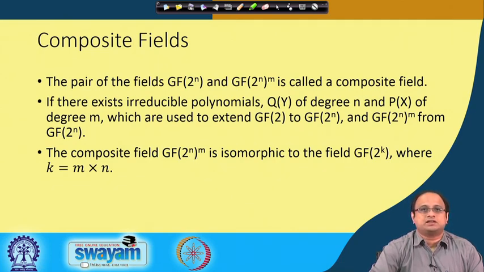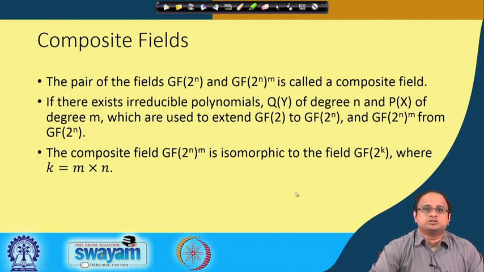Now, for the composite field denoted GF((2^n)^m), consider another field GF(2^k), where k is equal to m times n, the product of m and n. The number of elements in GF((2^n)^m) and GF(2^k) are the same; they are equinumerous. So if I can establish a one-to-one homomorphism between them, that qualifies as an isomorphism. I can establish an isomorphism from GF(2^k) to GF((2^n)^m), and also vice versa.